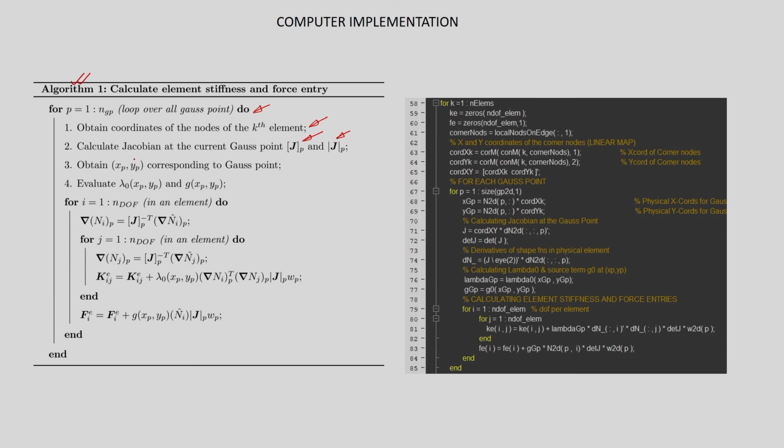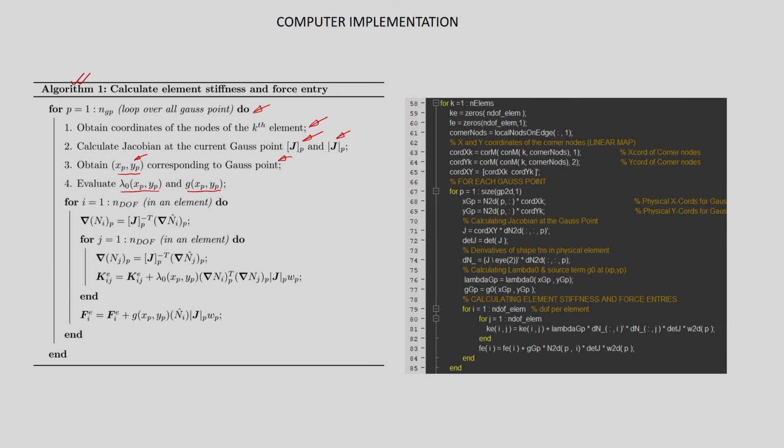Then we will calculate the coordinates in the physical element corresponding to the pth Gauss point in the master element. That also has been explained, and from it we can calculate the value of the conductivity of the material at the physical point, and also the heat source term at a given point xp, yp. Just note that xp, yp is the coordinate of the point in the physical element corresponding to the Gauss point in the master element.